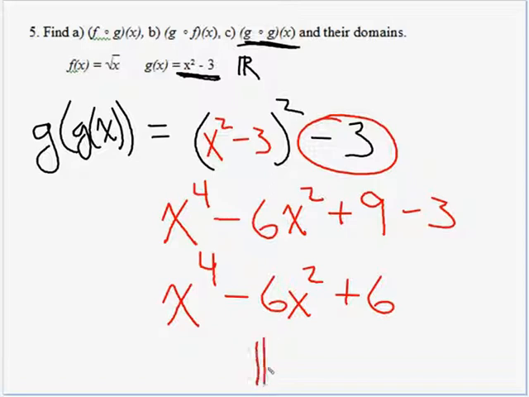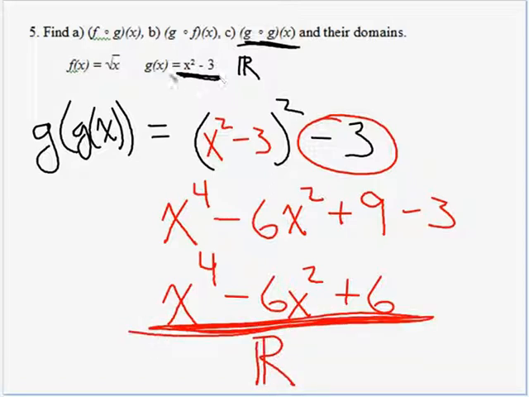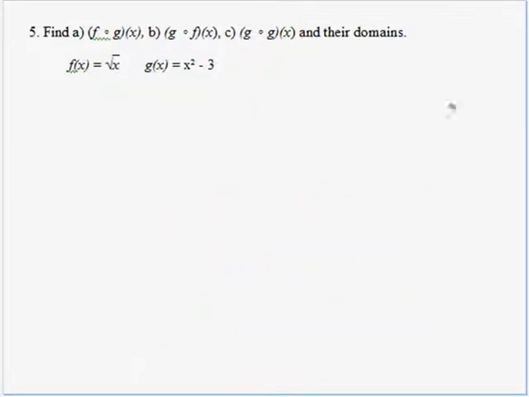Again, the domain will be all real numbers. The final product's domain is all real numbers. The inner function g of x also had a domain of all real numbers.